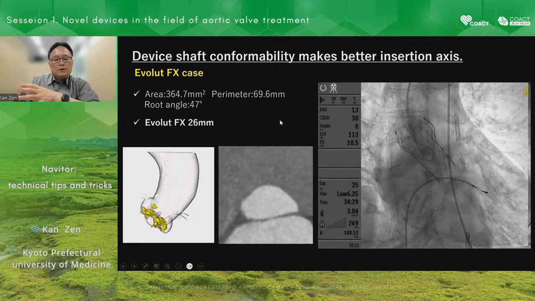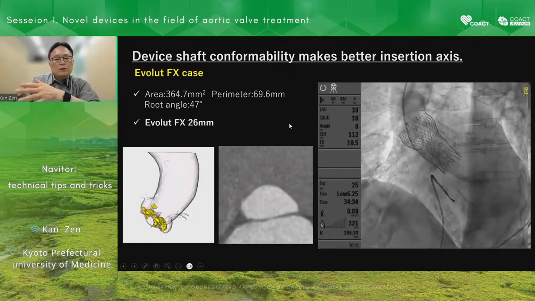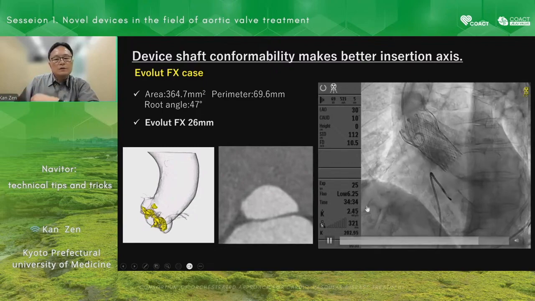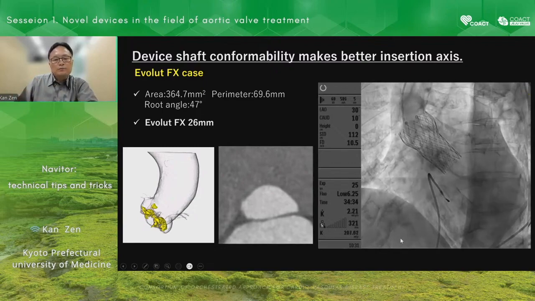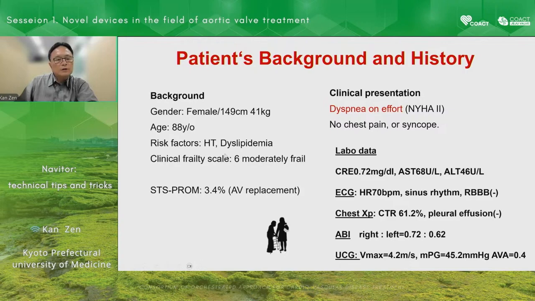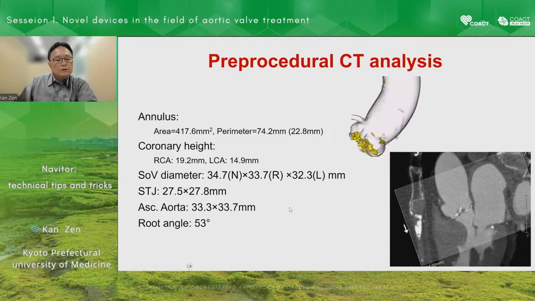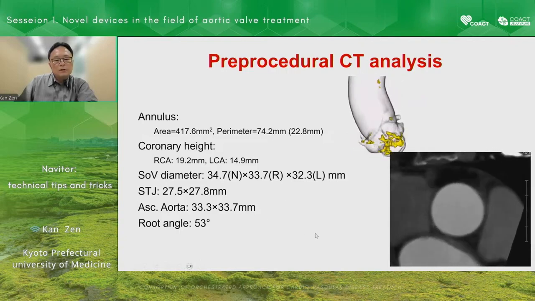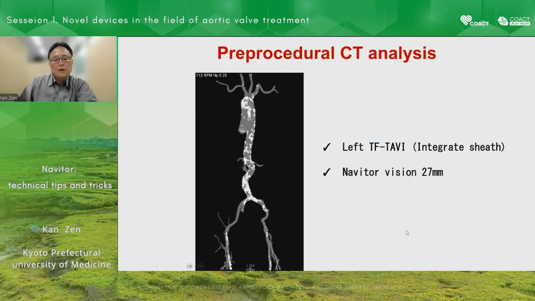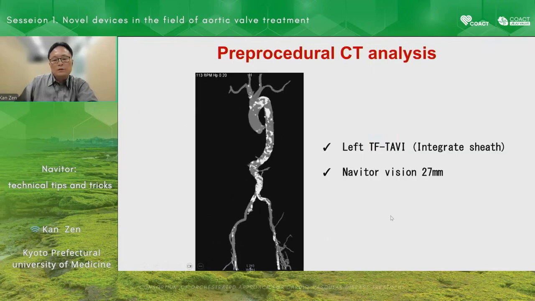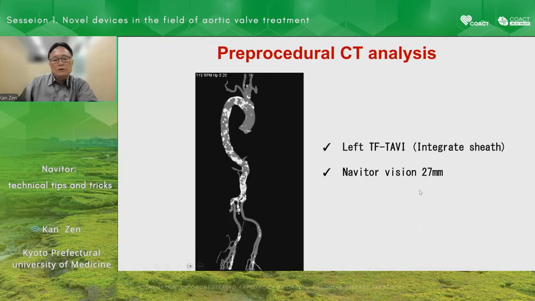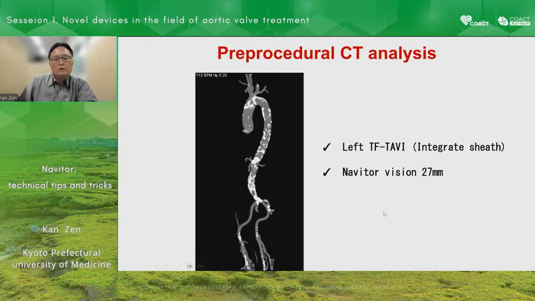And this kind of tendency is more pronounced in the Navitor. This is a very important point. I would like to show you the Navitor case. This is an 88-year-old female with intermediate surgical risk. The perimeter is 74.2, the sinus size is sufficient, and the root angle is 53 degrees. From this data, I chose Navitor Vantage 27 from the left side transfemoral access.